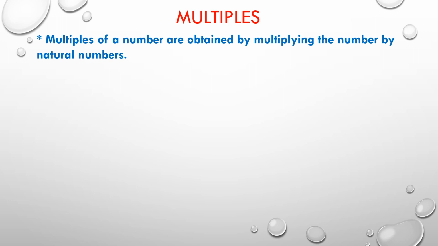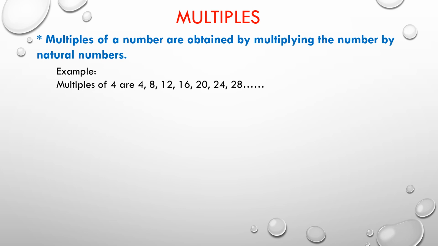So how can I find the multiples of any number? If I multiply that number with any natural number, I will have the multiples of that number. For example, if I want to find the multiples of 4, then the multiples of 4 are 4, 8, 12, 16, 20, 24, 28 and so on. How do I find this?